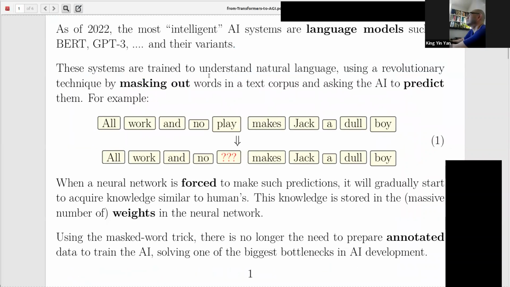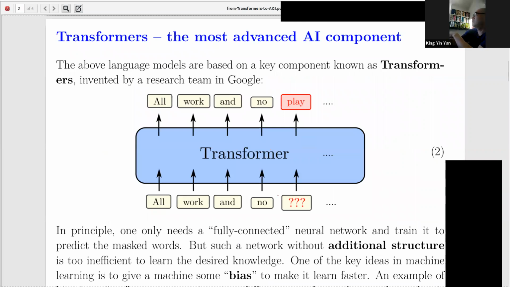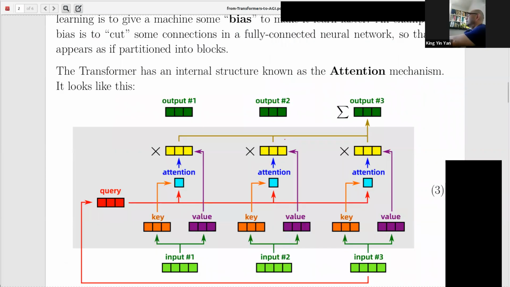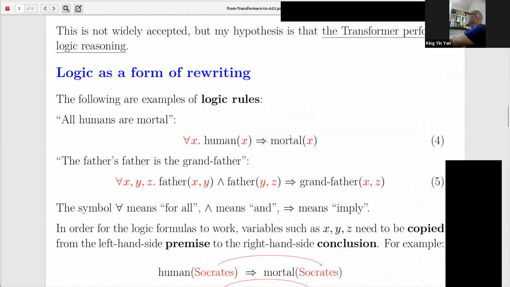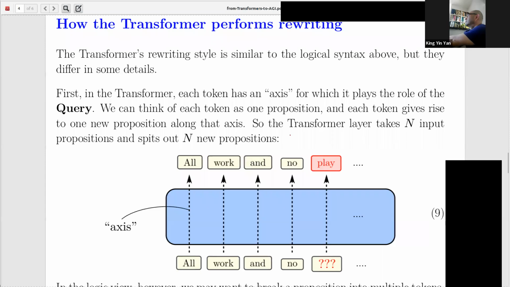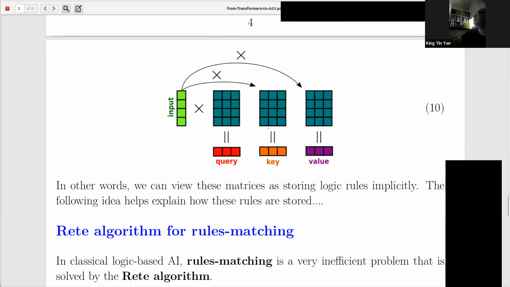Maybe this diagram. This is the self-supervised learning. I just explained the sequence, and we use this to do the prediction. Sorry, yeah, this one.